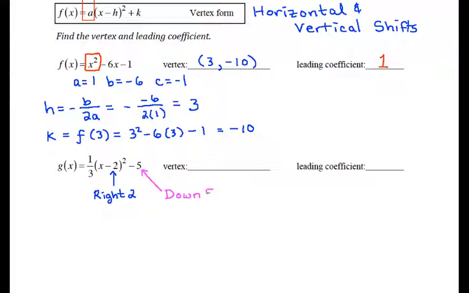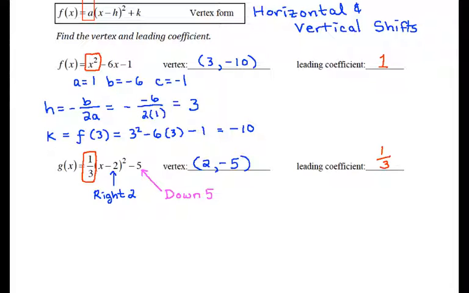5. Now if we picture the origin shifting right 2 and down 5, we can see that that would get us to the point (2, -5). My leading coefficient, as we already mentioned, is still going to be the number that's multiplied by that squared expression. So my leading coefficient here is 1/3.